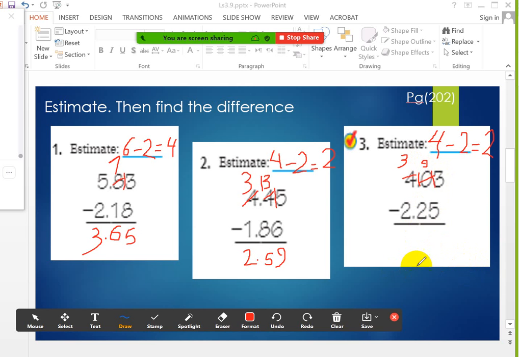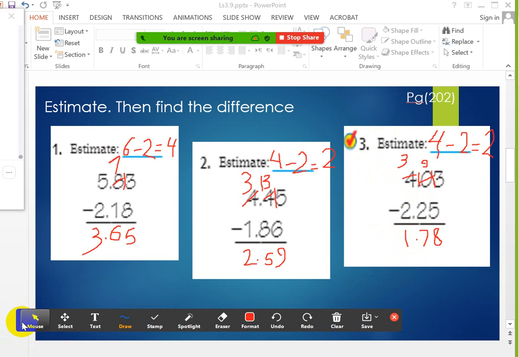13 minus 5 equals what? Equals 8. Now 9 minus 2 equals 7. Don't forget to take the decimal point and put it under the decimal point. 3 minus 2 equals 1. The final answer is 1.78 hundredths.